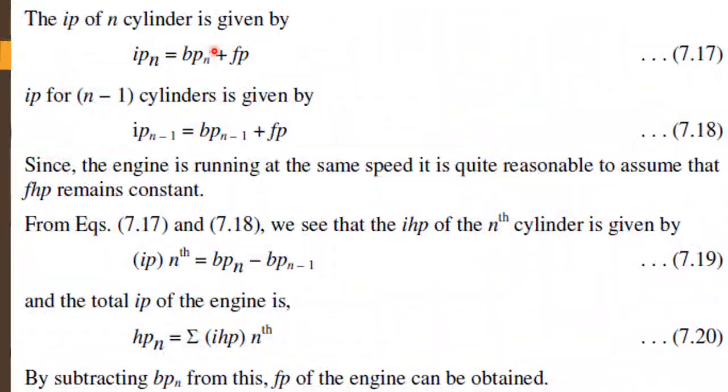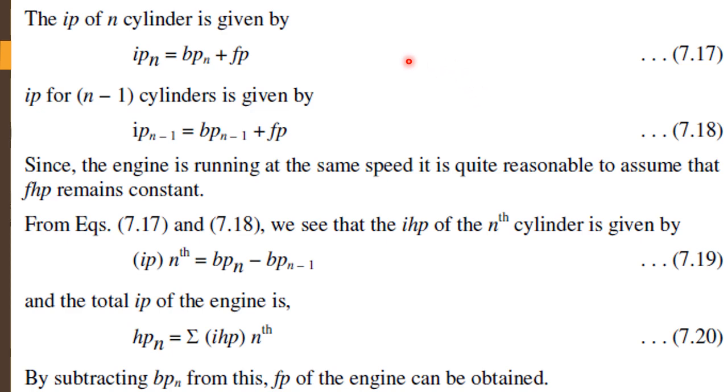If it is a 4-cylinder engine, what we have to do is, initially measure the output of all 4 cylinders at constant speed. Then we cut one cylinder, so the output of 3 cylinders is available. We cut the first cylinder and measure the output. We cut the second cylinder and measure the output. We cut the third cylinder and measure the output. We cut the fourth cylinder and measure the output.